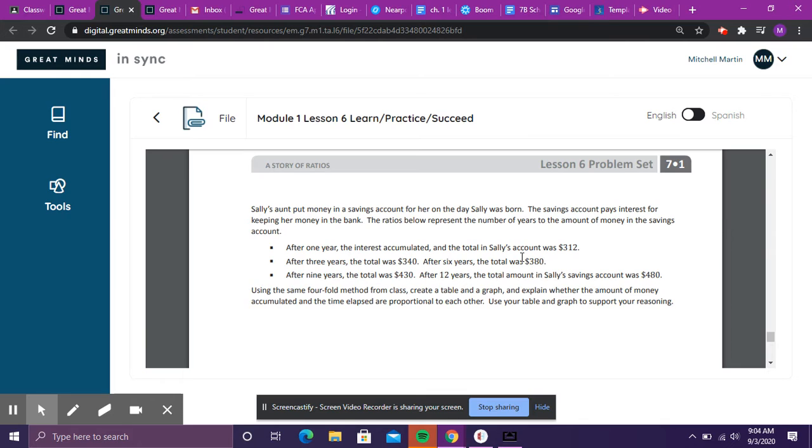So the savings account pays interest for keeping her money in the bank. The ratios below represent the number of years to the amount of money in the savings account. After 1 year, the interest accumulated, and the total amount in Sally's account was $312. Do you guys know how interest works? What banks do is they take the money that you put in the bank, and they invest it. They don't spend it. They put it to make more money, because if you invest money, you can make a lot of money, and that's just what banks do to make a profit.